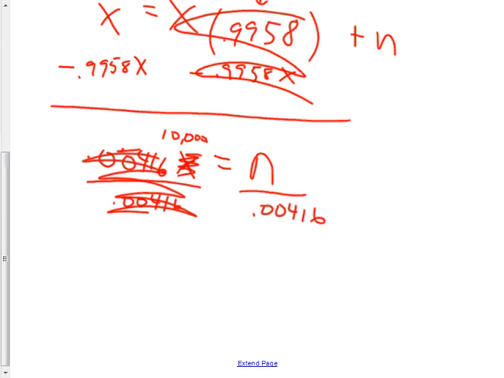Then multiplying by 10,000 moves the decimal over 4 spots. $41.60. 1, 2, 3, 4. I think I'm doing that right. Does it come out to 41.6? All right. So then I want my adding amount to add each month to be $41.60. So what was that like?